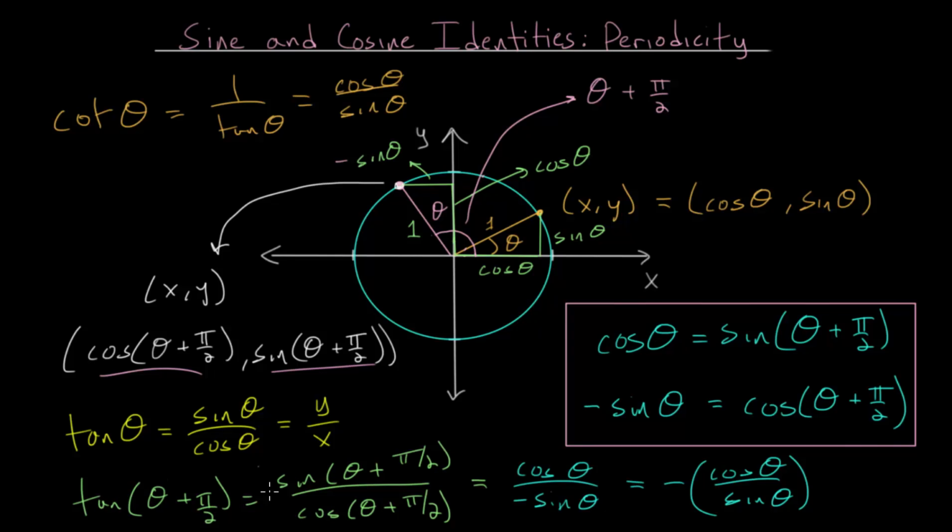So when we add pi over 2 to the angle and put it into the tangent function, we get back the opposite of the cotangent function. Or in other words, when we take the graph of the tangent function and shift it left by pi over 2 radians, that would be equal to the cotangent function, but reflected over the x-axis, or the opposite of the cotangent function.